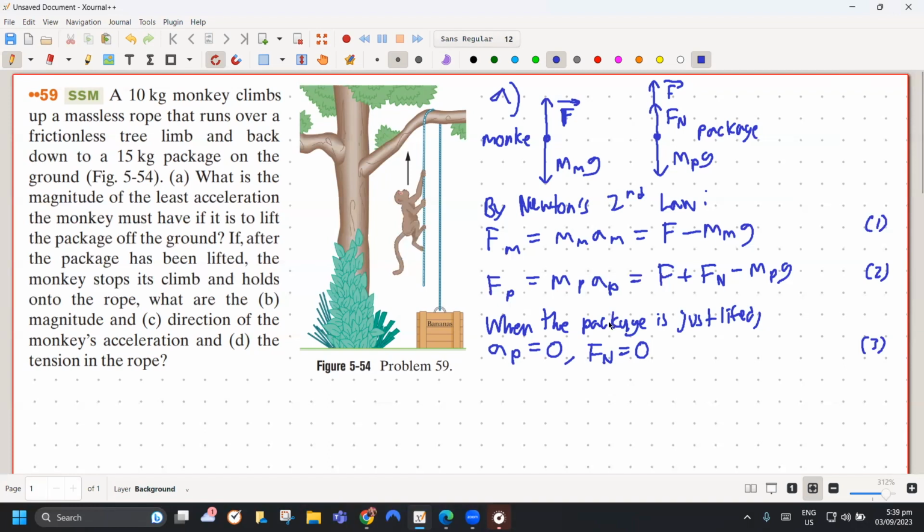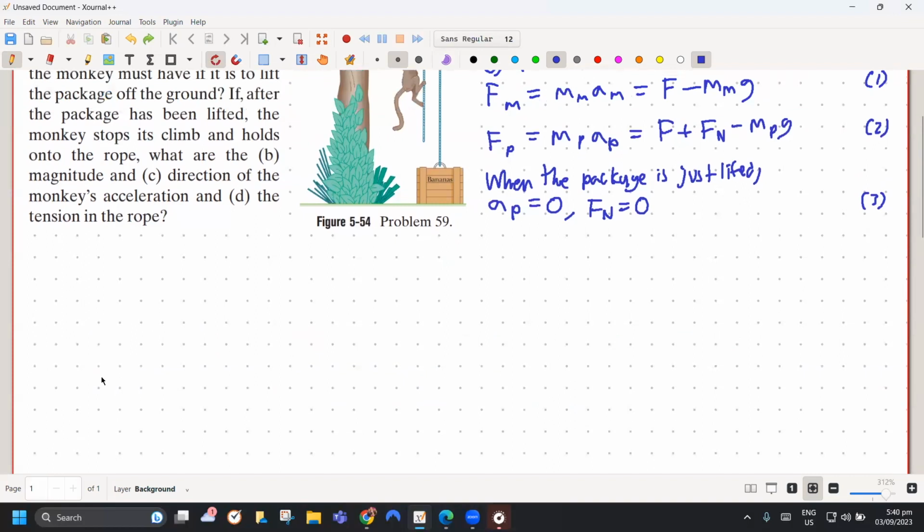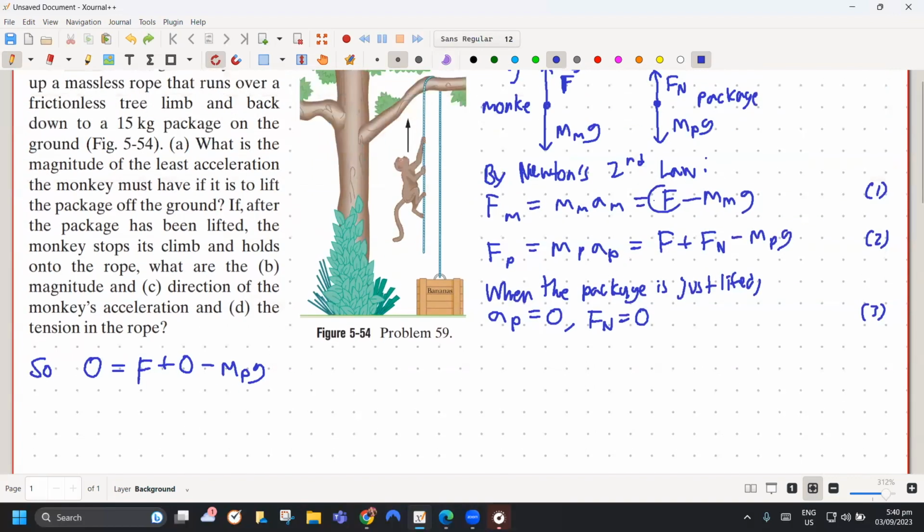Look at 3 and 2. What can you expect from that? There is zero normal force at the moment. The acceleration is 0, so F equals M sub P G, from 2 and 3. So when just lifted, the tension should be M sub P G. Then equate this with the monkey's equation, and we can get the acceleration by substituting it.